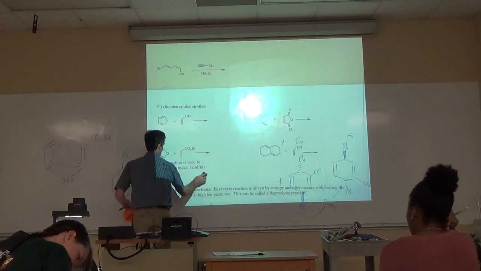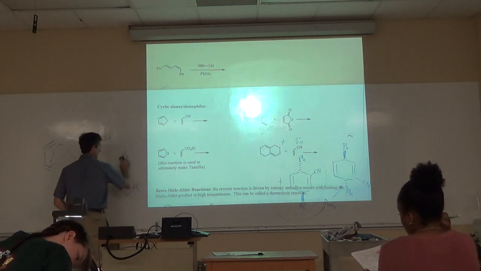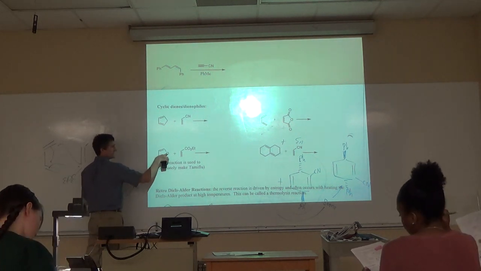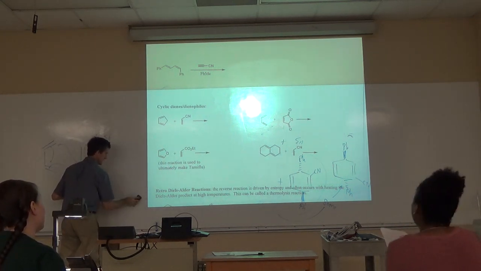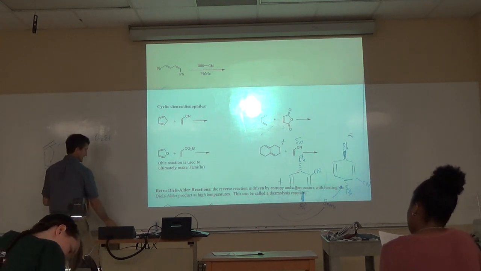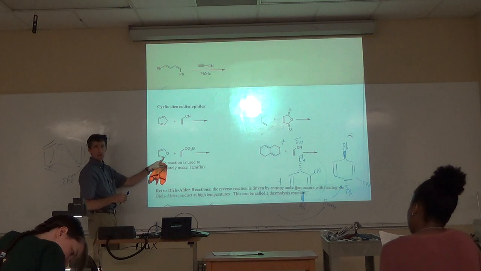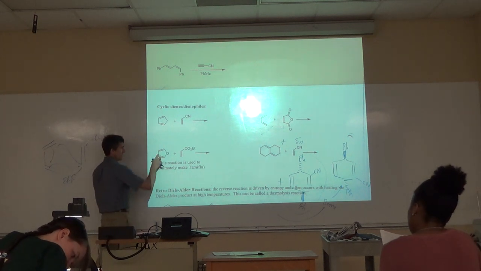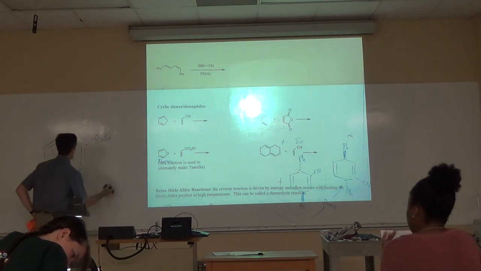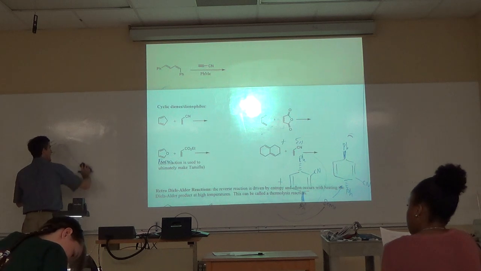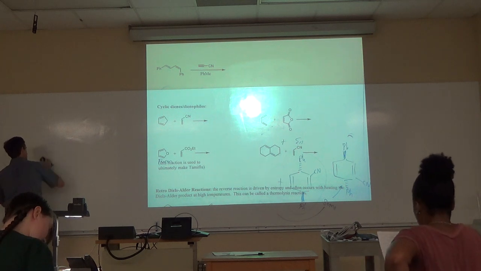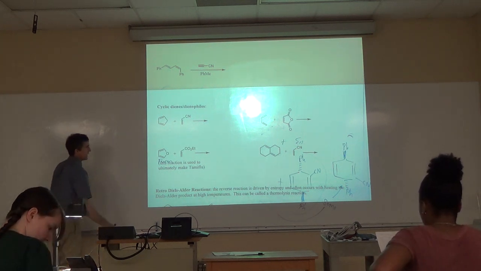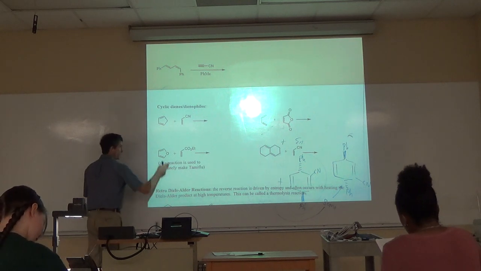Anybody got a product for this one here? This is a cyclic diene. It's got an oxygen bridge. This is actually an aromatic compound. You'll learn about aromatics in organic 2. It's called furan. It's aromatic, like benzene is aromatic. It will undergo a Diels-Alder reaction.